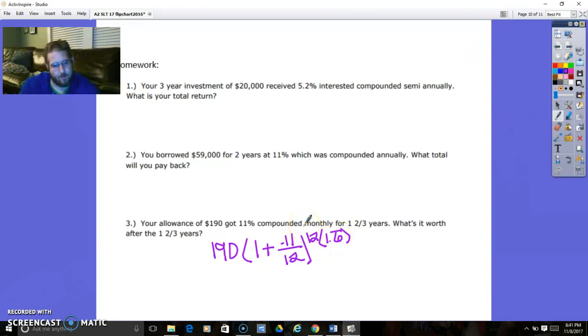So 0.11 divided by the 12 months plus the 1 of the growth, and to the, I'm going to put this in parentheses, 12 times 1.6, and I'll put that a couple times because it's repeated. All right, and that's going to give me about 1.200124. Now, the way you round it might have been a little bit different than me, but you should be pretty much the exact same. So that's going to be about, when you multiply it by 190, $228 and about 2 cents.